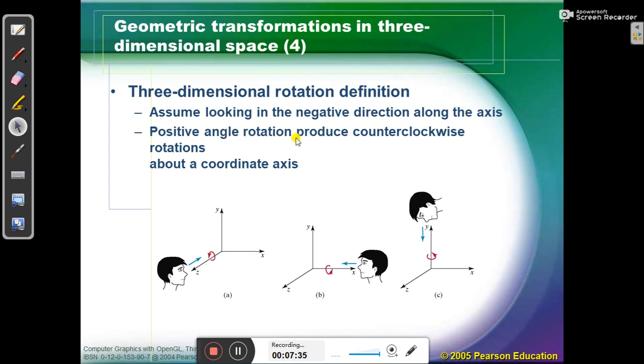A positive angle rotation produces a counterclockwise rotation. If you rotate the object by a positive angle, then the object will rotate counterclockwise about the coordinate axis. Through whichever axis you want to rotate, the object will rotate about that axis. If the rotation angle is positive, it will go counterclockwise about that axis in whatever direction you are looking. It might be x, it might be y, it might be z. So let's see how the equation behaves.